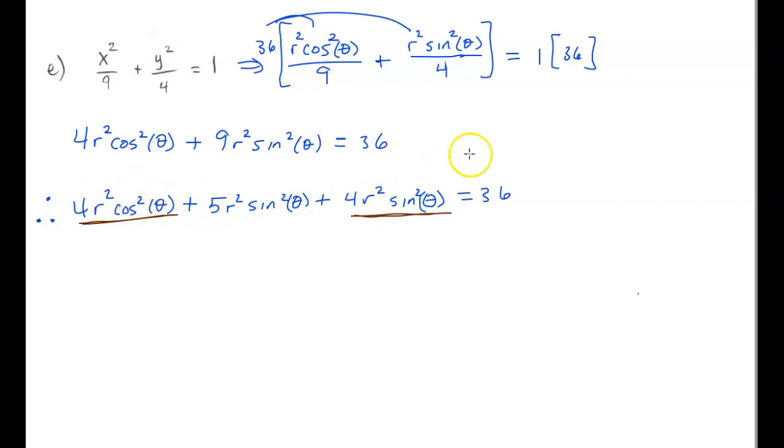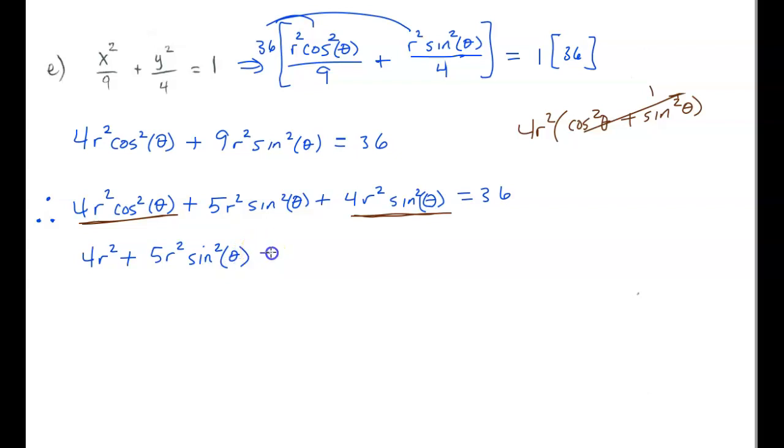Because if we wrote these together, we could factor out the 4r squareds there, and we would just have cosine squared theta plus sine squared theta. And of course, cosine squared plus sine squared, that's just equal to 1. So we could take this next line here and just rewrite this as 4r squared plus 5r squared sine squared theta and have that equal 36.